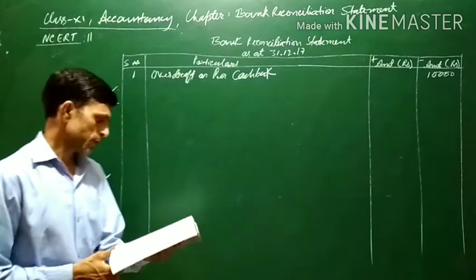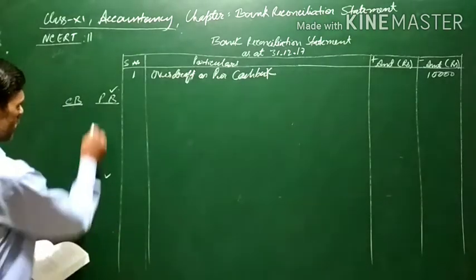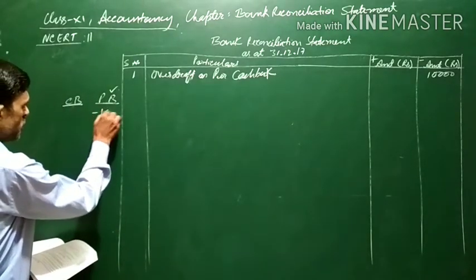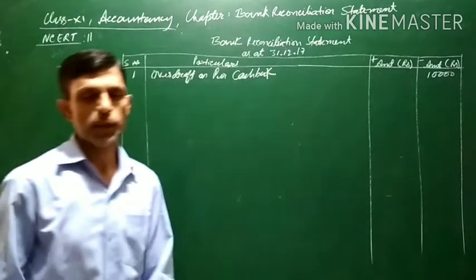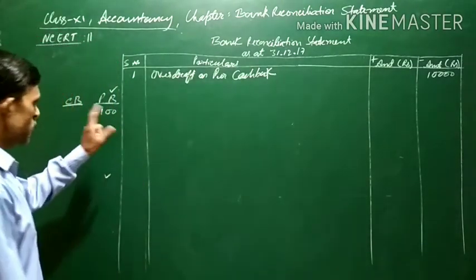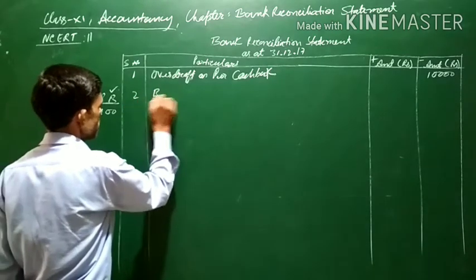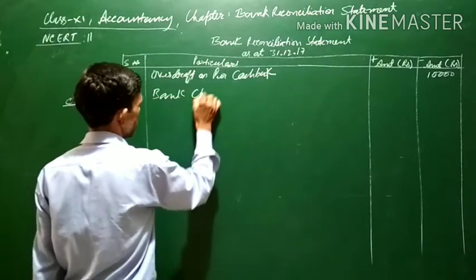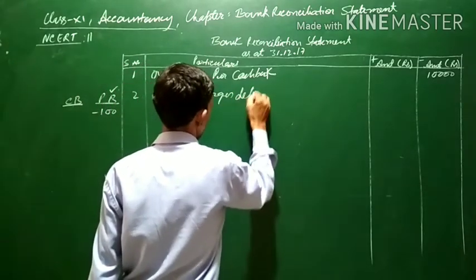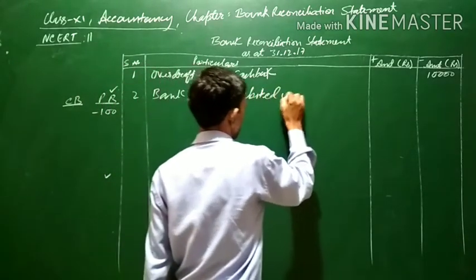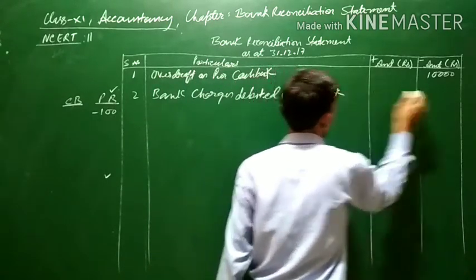Since we have to find the balance as per passbook, we will do the recording on the basis of what has actually happened in the passbook. Here bank charges were debited in the passbook for 100. When debited, there was a deduction of rupees 100 on account of bank charges. So there is a deduction, and we will write this 100 rupees in the minus column. The statement will be: bank charges debited in passbook, 100.